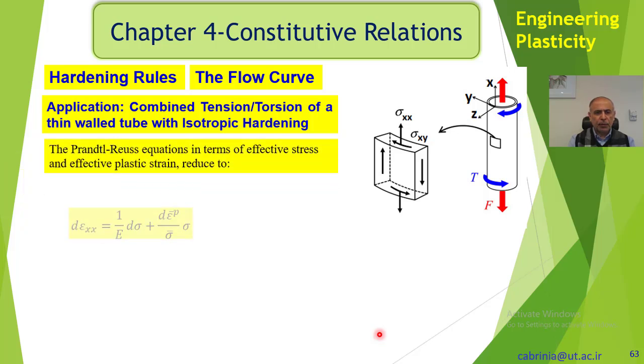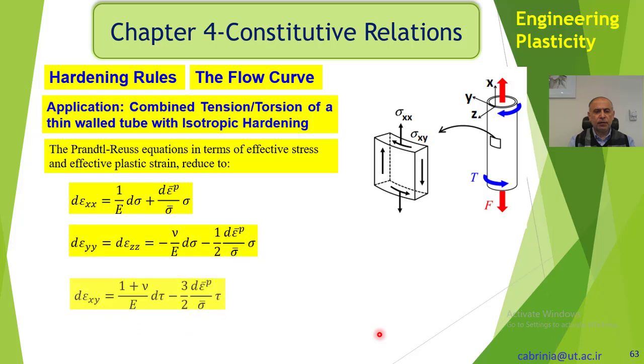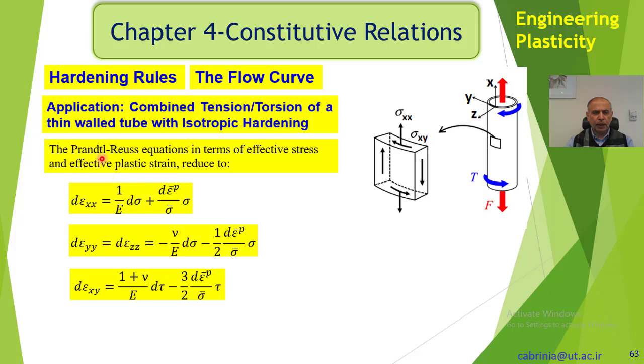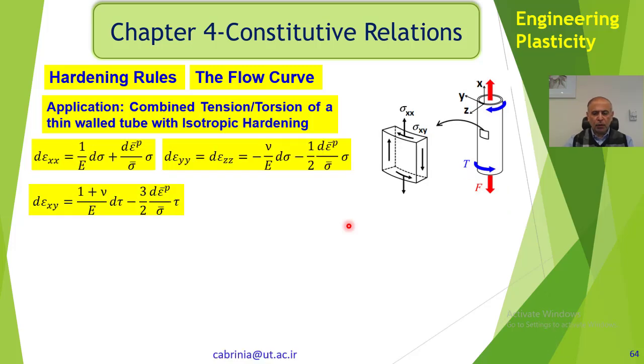Now, the Prandtl-Reuss equation in terms of effective stress and effective plastic strain reduces to these equations. Okay, the previous equation reduced to these equations for this problem. I have put the other components equal to 0 like before, because we solved these Prandtl-Reuss equations for this problem before. I'm using those instead of d lambda. I have substituted the equivalent of d lambda, or plastic multiplier.